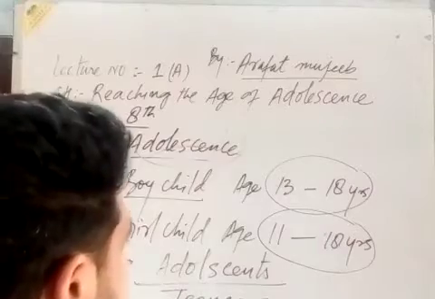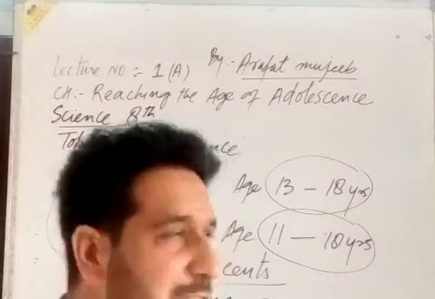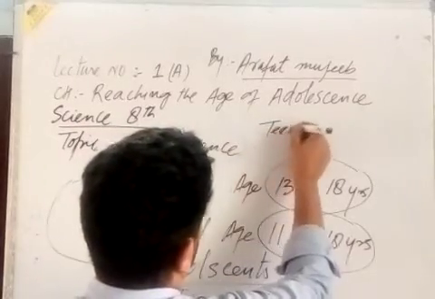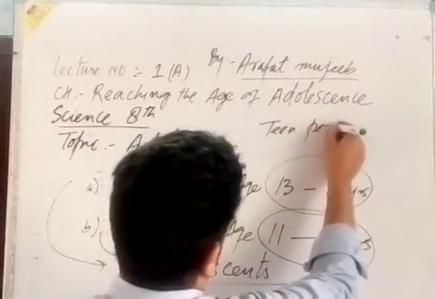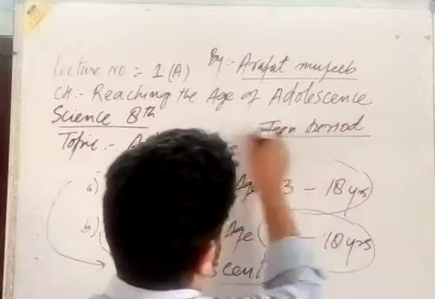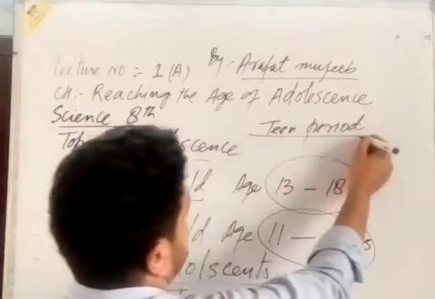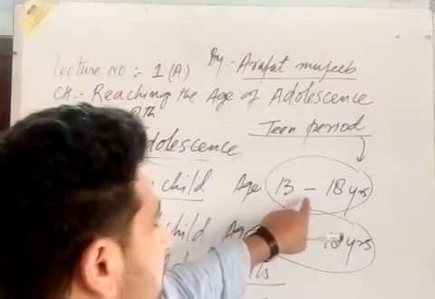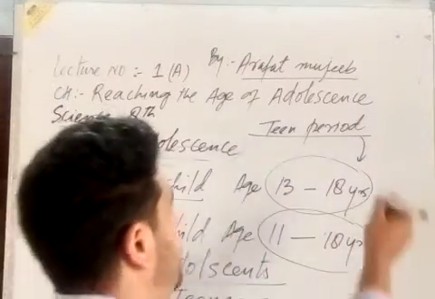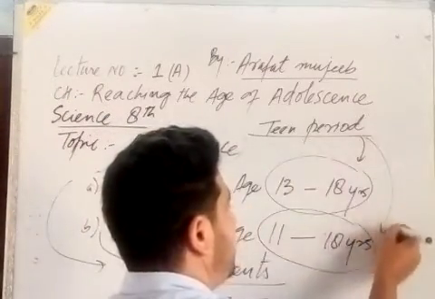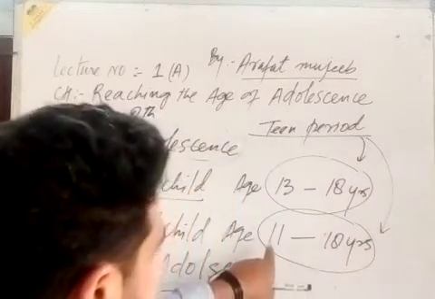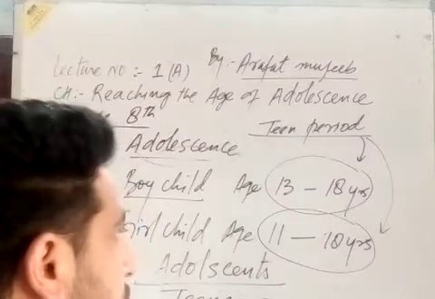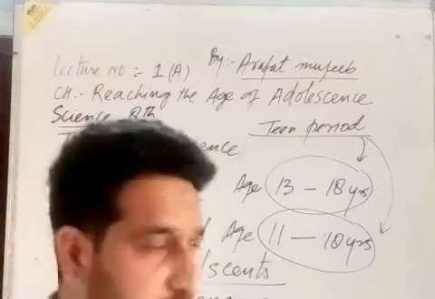When they are teenagers, they have a teen period. What do you mean by teen period? What is that teen period? For the boy child, the teen period is 13 to 18 years, and for the girl child, the teen period is 11 to 18 years, almost up to 19 years.